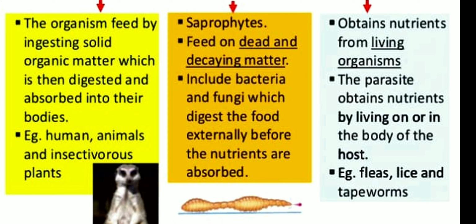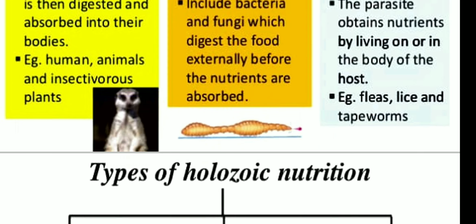For example, in flowering plants we have cuscuta, and in animals we have plasmodium, roundworm, pinworm, tapeworm, liver fluke, fleas, lice, etc. These all are parasitic modes of nutrition.